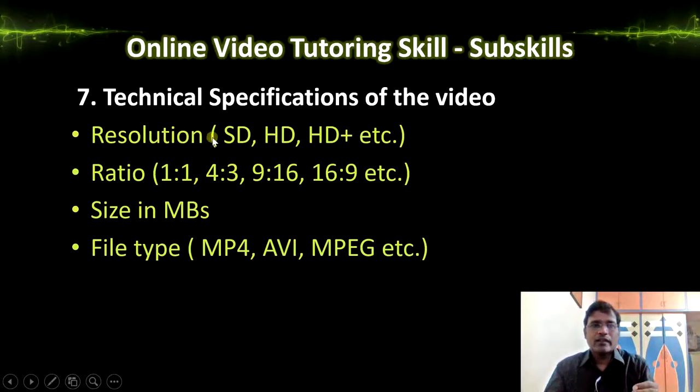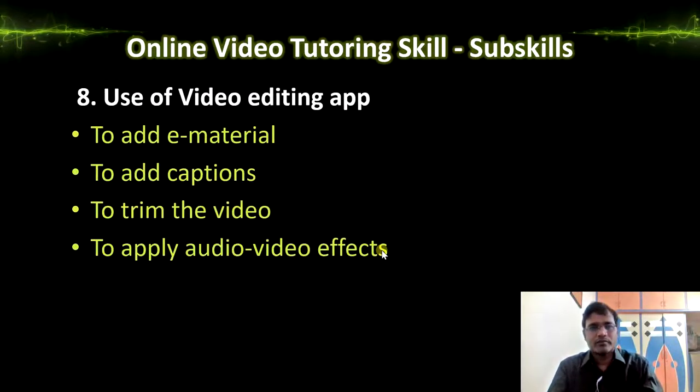When you are going for higher resolution, you need to compromise with the MBs, because it can sometimes be 500 MBs, 700 MBs. So that should be considered. The optimum size should be chosen, and the file type should be selected properly, because some files cannot be played on all video players. Normally it should be MP4, AVI or MPEG. The more commonly used file type should be selected by the student teacher to make that particular video.